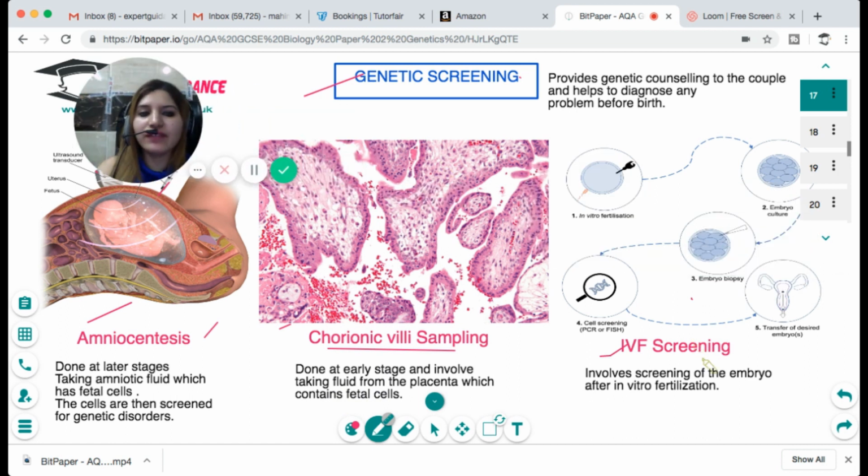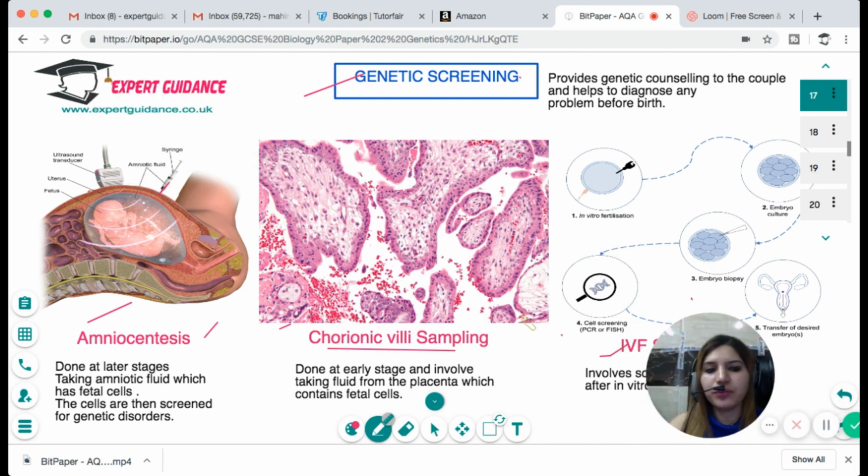And then we have IVF screening. IVF screening is for those couples who have taken in vitro fertilization as a method of fertilization. In that, we can screen the embryos before inserting them into the uterus. Now, these techniques are very important because they can provide the couples with genetic counseling and help to diagnose any problem, take any measures, or terminate the pregnancy before the child is born.